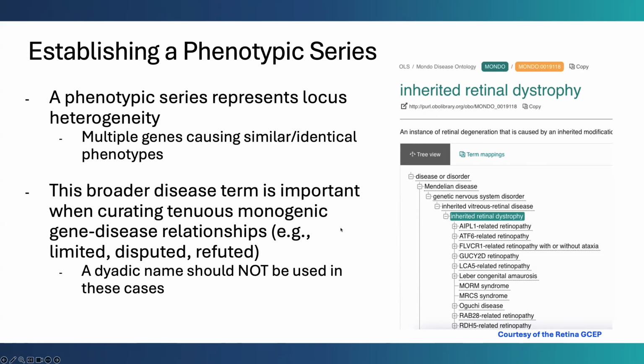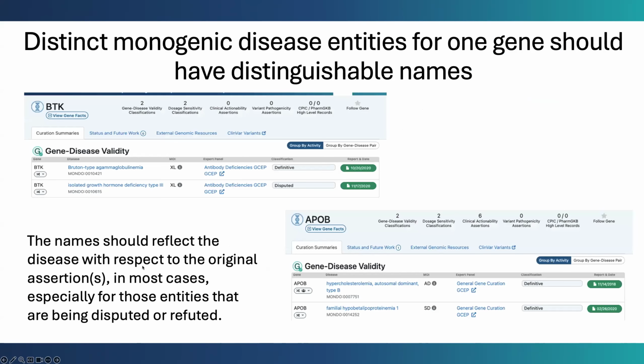So again, remember, no use of the gene name when you're at limited, disputed, and refuted. We do not want to confuse the community. And we'll go back to some of those examples when we have split curations, two different curations. What do you do when you have the same gene now that's associated with two different disease entities if you want to get into that for a dyad?